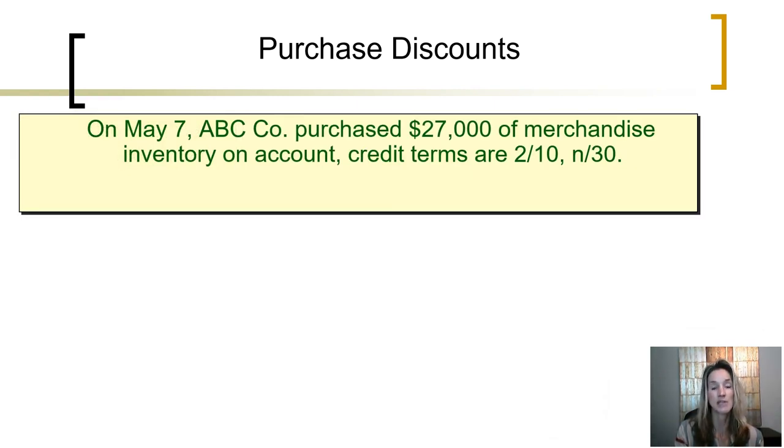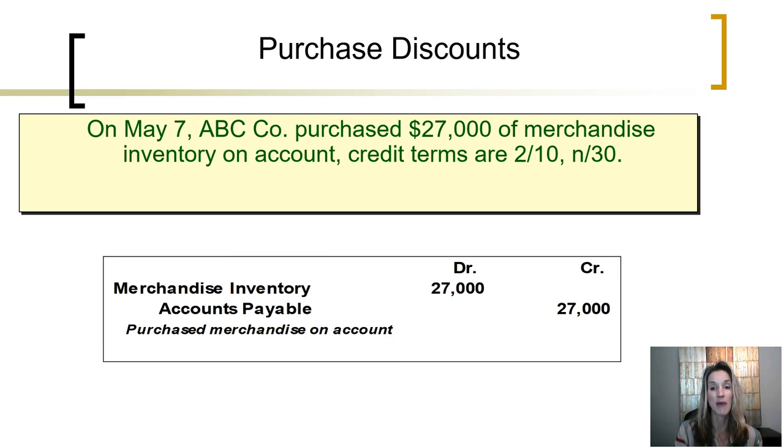So if ABC purchases $27,000 of merchandise inventory, this time on account, under the credit terms 2/10 net 30. This means they get to take a 2% discount if they pay the $27,000 liability in 10 days, or they will pay the full amount of the invoice in 30. On May 7th, when they bought the inventory, they would debit the inventory account to increase it and credit the liability.